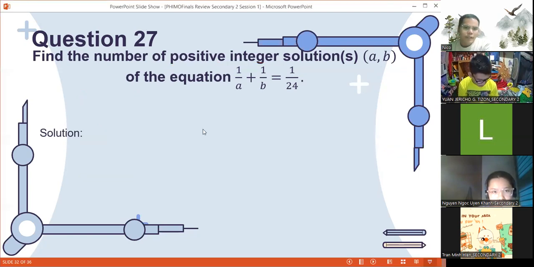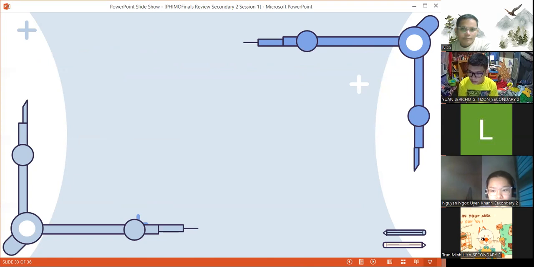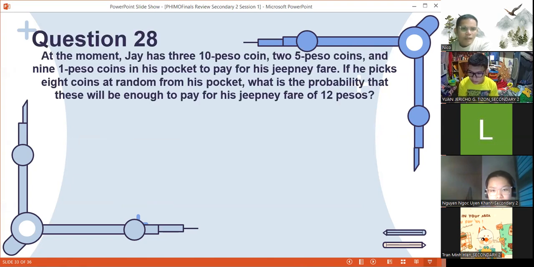Okay, let's have number 28. At the moment, J has three 10 peso coins, two 5 peso coins, and nine 1 peso coins in his pocket to pay for the jeepney fare. If he picks 8 coins at random from his pocket, what is the probability that this will be not enough for his jeepney fare of 12 pesos?